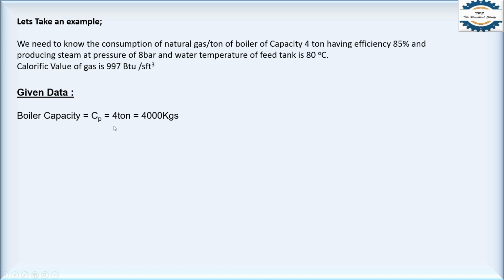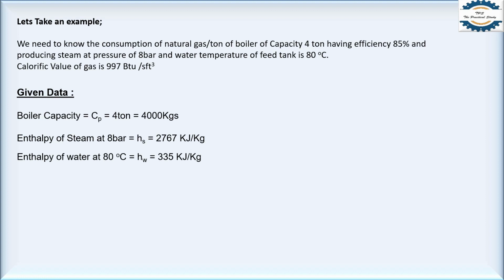Boiler capacity, Cp, is 4 ton. We will write in kg, that will be equal to 4000 kg. Enthalpy of steam at 8 bar is equal to 2767 kilojoule per kg. You can easily find it out by the steam table, easily available on Google. Enthalpy of water at 80 degree centigrade, Hw, is 335 kilojoule per kg. Its tables are also available on Google.